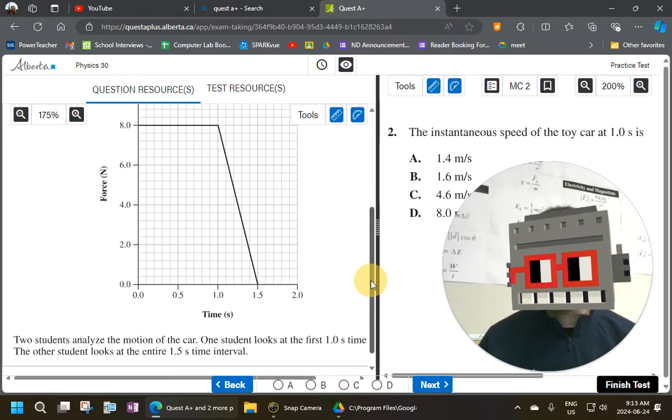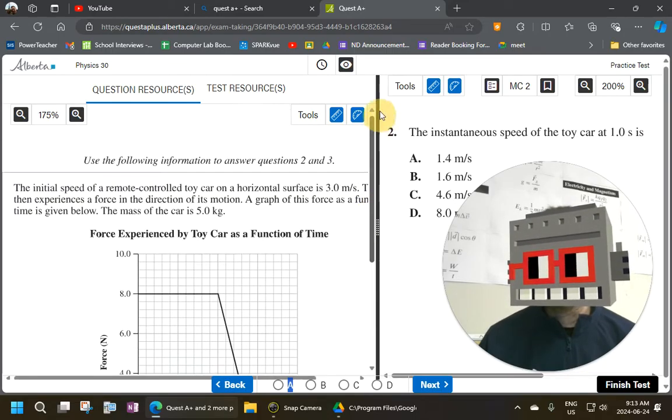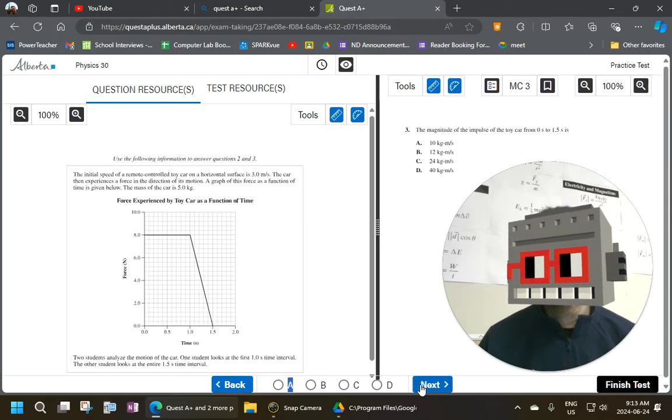Two students analyze the motion. One looks at the first 1 second, and then another one looks at the 1.5 interval. So I don't know why. Maybe there's more questions here, 1 and 2. Okay, so there's going to be another question. Oh yeah, it's asking for the impulse of that part.